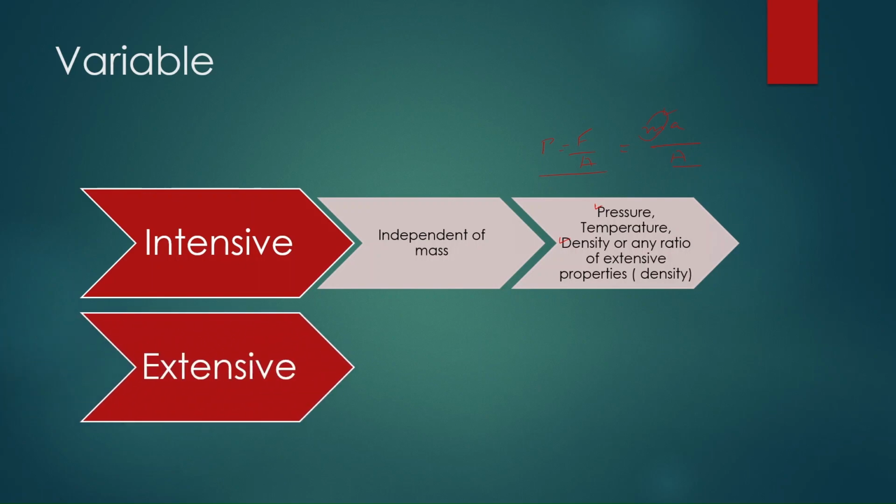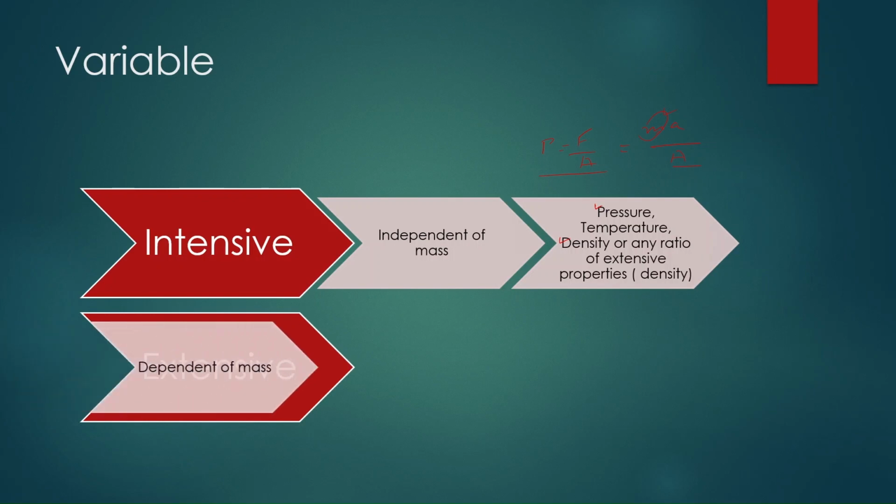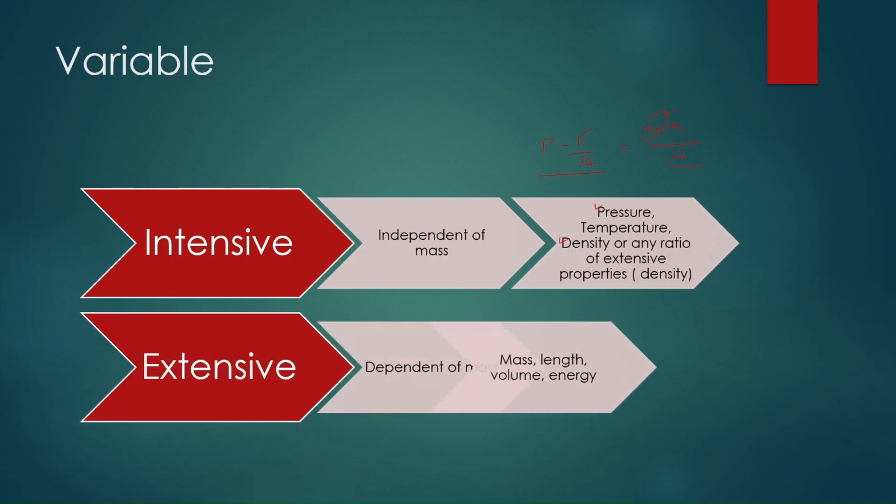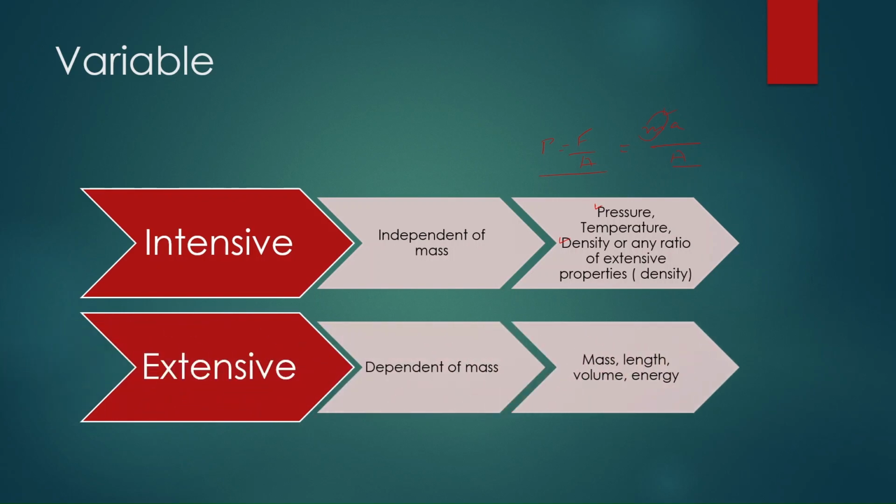Now the extensive property is dependent on the mass. The property or variable that depends on the mass is called an extensive variable or extensive property, whatever you want to say. Examples of this are length, area, volume, and energy. Any kind of energy is extensive, because any kind of energy depends on mass. So all kinds of energies are extensive properties.